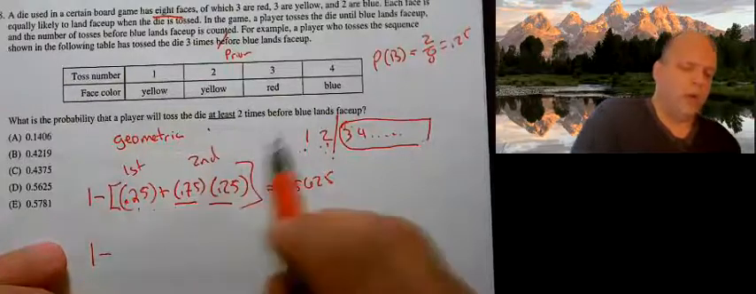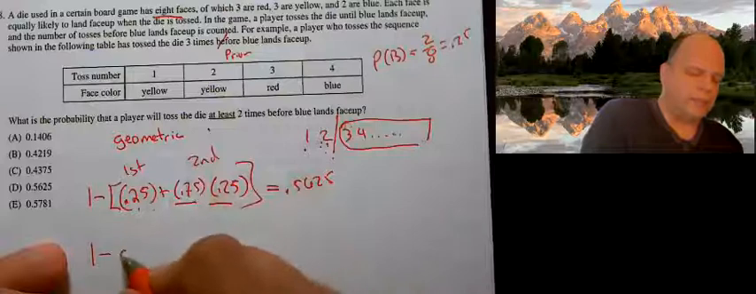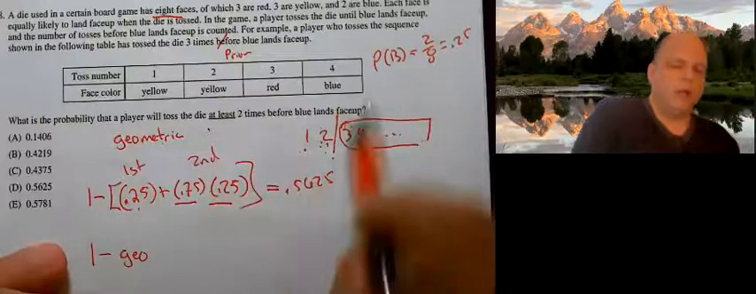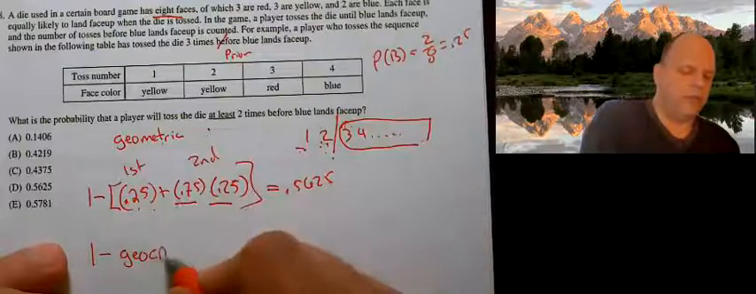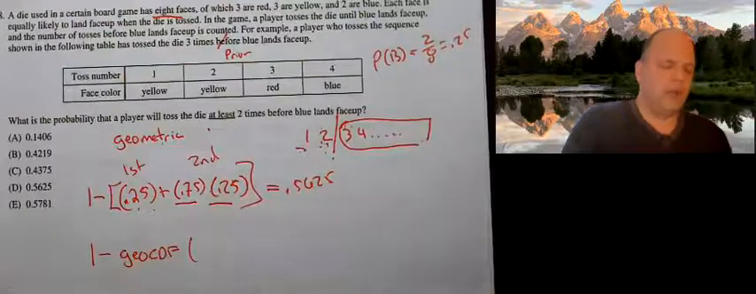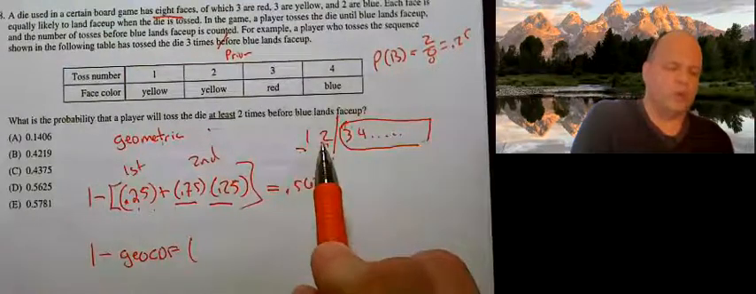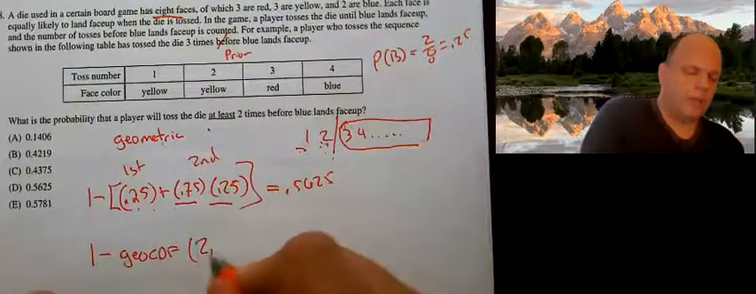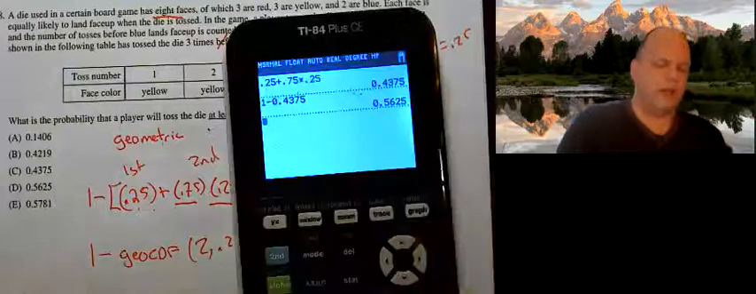1 minus, we know it's a geometric. We have multiple values here, so this makes this a CDF. All right. And how many trials did we have? 2, with a probability of 0.25. So let's try that out.